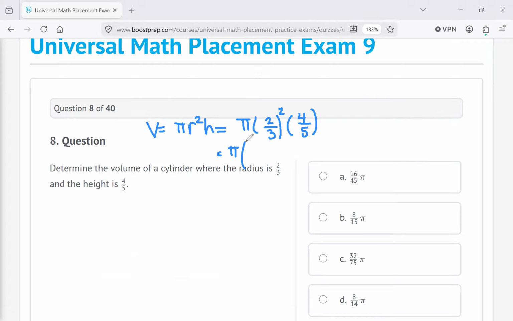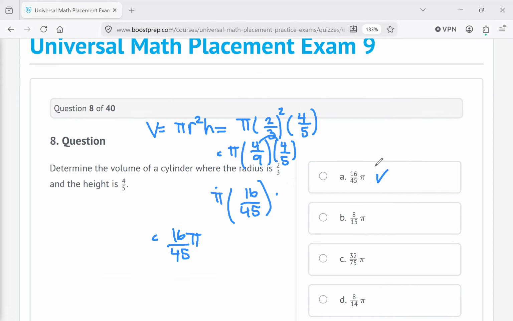So pi, and then 2/3 squared is 4/9 times 4/5. Let's see, 4 times 4 is 16, 9 times 5 is 45. You could put the pi in front or on the side, so that would be 16 over 45 pi. That's letter A, right? 16 over 45.